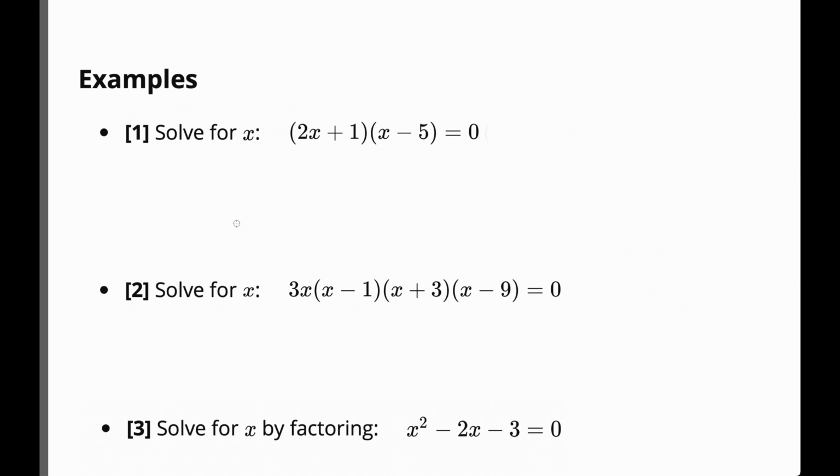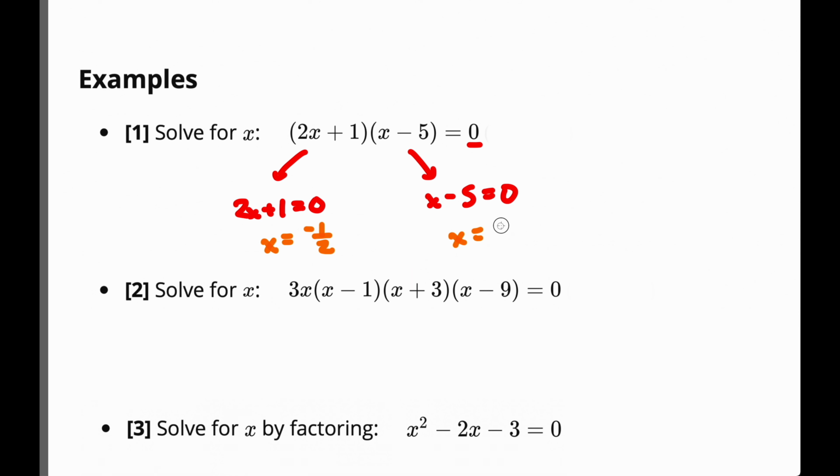All right, number 1, it says solve for x. Essentially what we're going to do here is it's already set equal to 0. So what we're going to do is use the zero product property. I'm going to set 2x plus 1 equals 0, and then x minus 5 equal to 0. Okay, this is just linear equations, similar to previous stuff that we learned about. Here, x is going to be equal to -1/2, and here, x is going to be equal to 5.